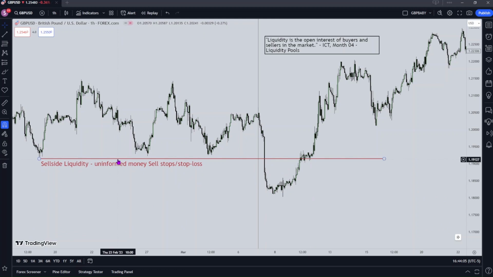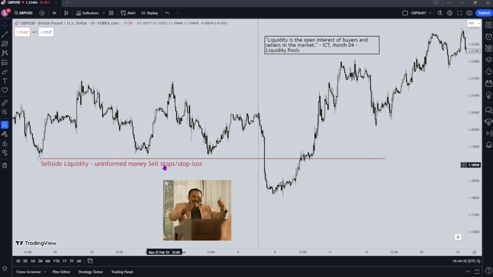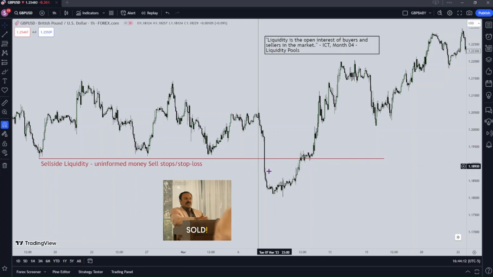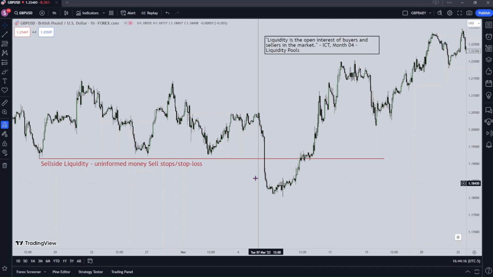So a good way of looking at this is understanding that all of these sell stops need to be selling to somebody. So we want to be buyers of those sell stops. So as soon as price comes down, we buy, knowing that price is going to be moving higher.